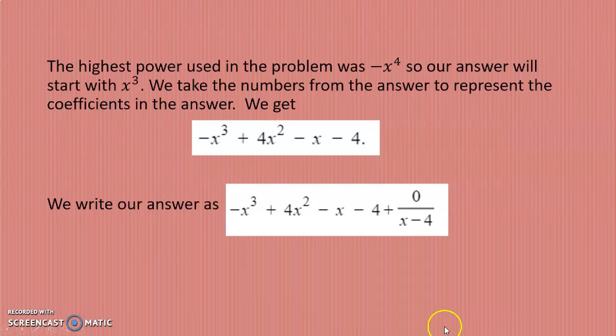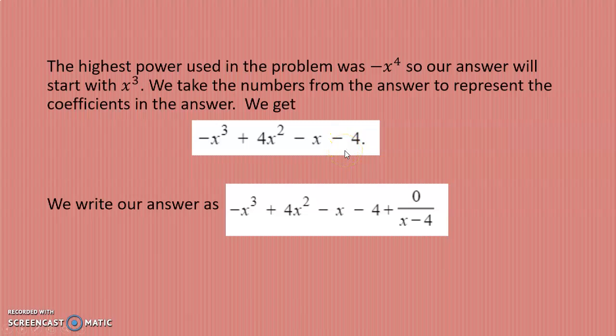To finalize our problem, we need to look at the powers. Our original problem started out with a negative x to the fourth power. So that means that our answer is going to start out with 1 power less, which is going to be to the third power. Using the coefficients that we just got, we get negative x to the third power plus 4x squared minus x minus 4.